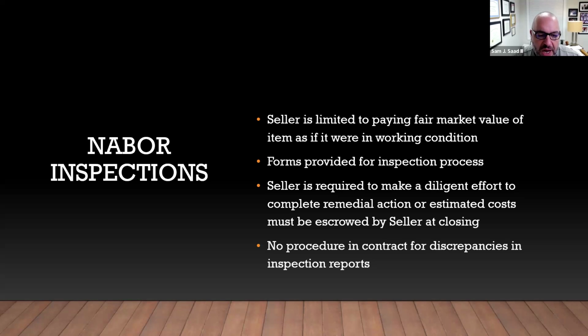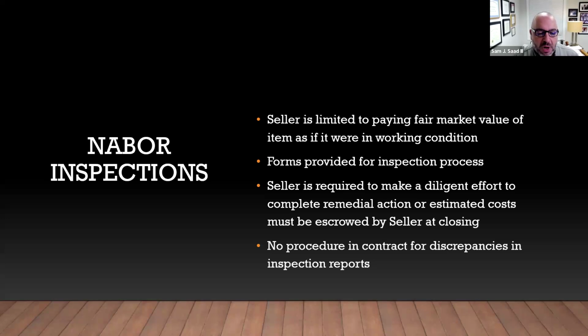Again, the NABOR also provides forms for the inspection process. Basically, you make an election. The buyer either can decide to have remedial action taken, they can decide to have a credit, or some combination thereof. And the seller is required to make a diligent effort to complete the remedial action, or estimated costs have to be escrowed. And it's a 200% escrow based on the written estimates that the buyer has provided.